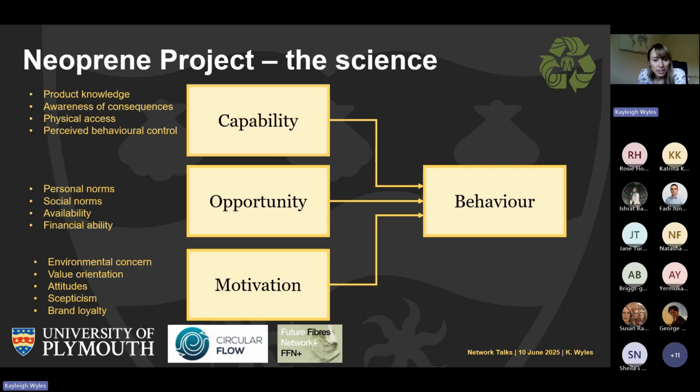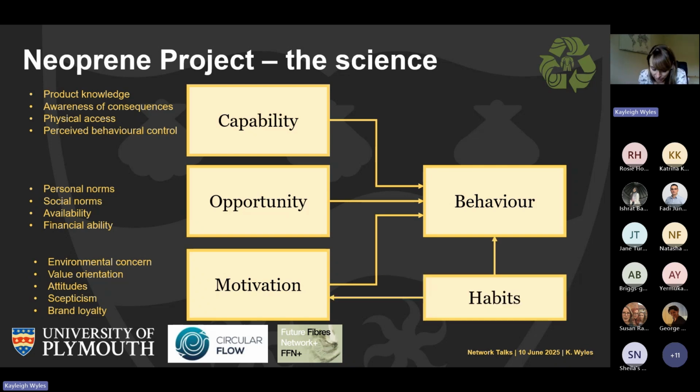And finally, here we've got motivation. And this is often shown in psychological literature to be a massive driver of people's behaviour. So it's that area of concern. Do you even care about it? What's your values? How important is this? What's your attitudes? And also there's skepticism in terms of, can you believe what the labels are saying? Is it really as sustainable or recycled as it claims to be? And then, of course, there's things like brand loyalty. If you always buy from a certain brand and they don't sell it, then that makes it difficult to actually do that behaviour of buying recycled materials.